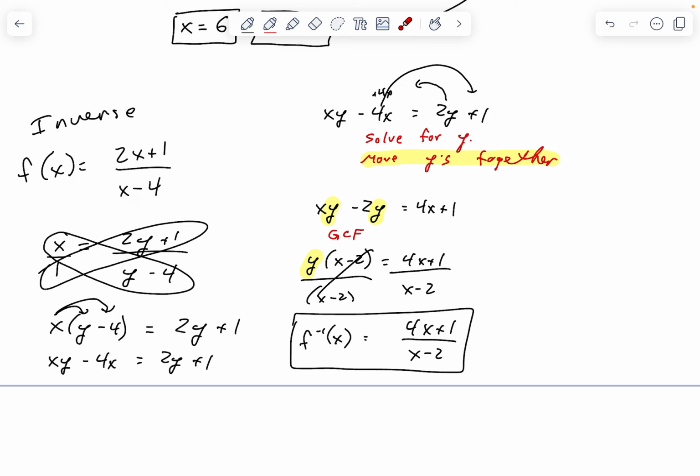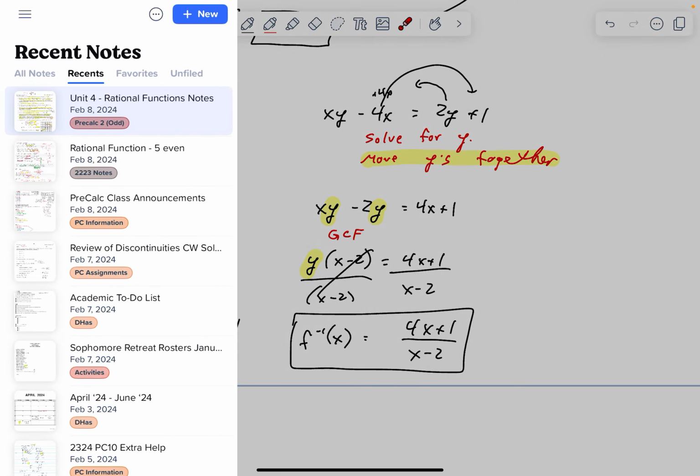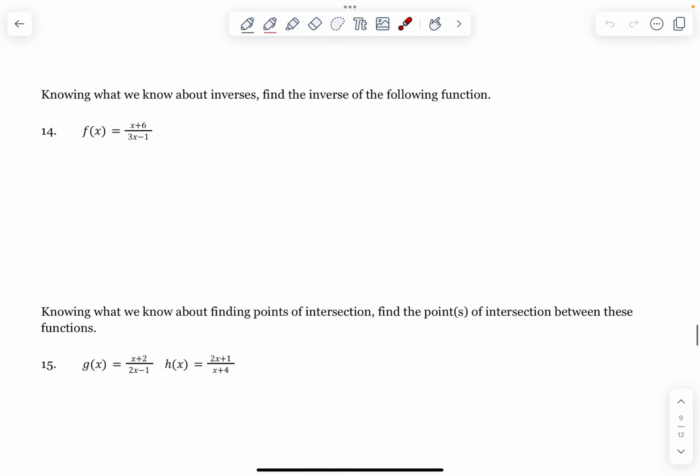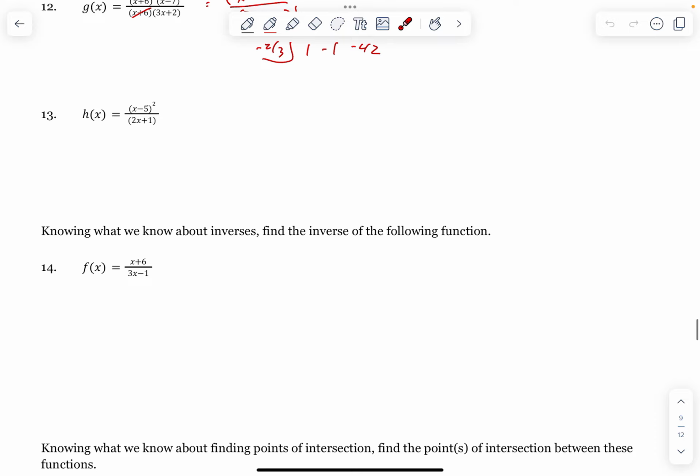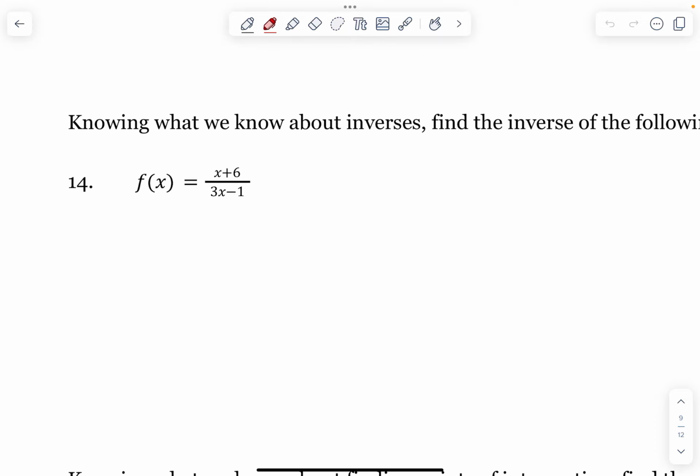So you can see there's some similarities here, a negative 4, and then that's now an x minus 2 on the bottom. I have a 2x plus 1, I have a 4x plus 1 on top. So the numbers are all there. On your classwork, if you were to look at this one, which you started finding the inverse, you would get this to come out.